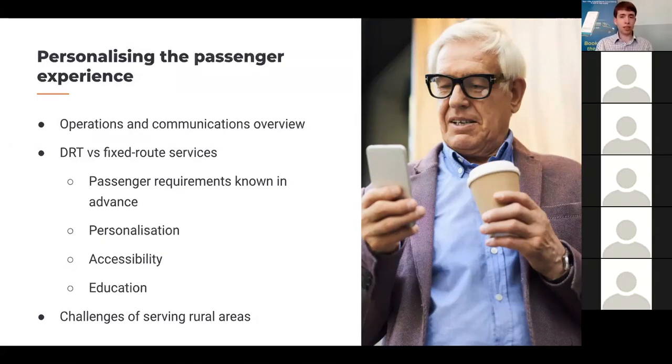So what about DRT versus fixed route services in terms of passengers? Well, the main thing is passenger requirements are captured in advance. Passengers know what they'll get and when. They know they'll get a seat on a bus. They'll know they'll get the bus and driver they're told to expect. And so both the customer and the driver know they're on the right vehicle going to the right place when they board. While as an operator, we know that every journey will have a passenger and that there'll be no buses running around empty.